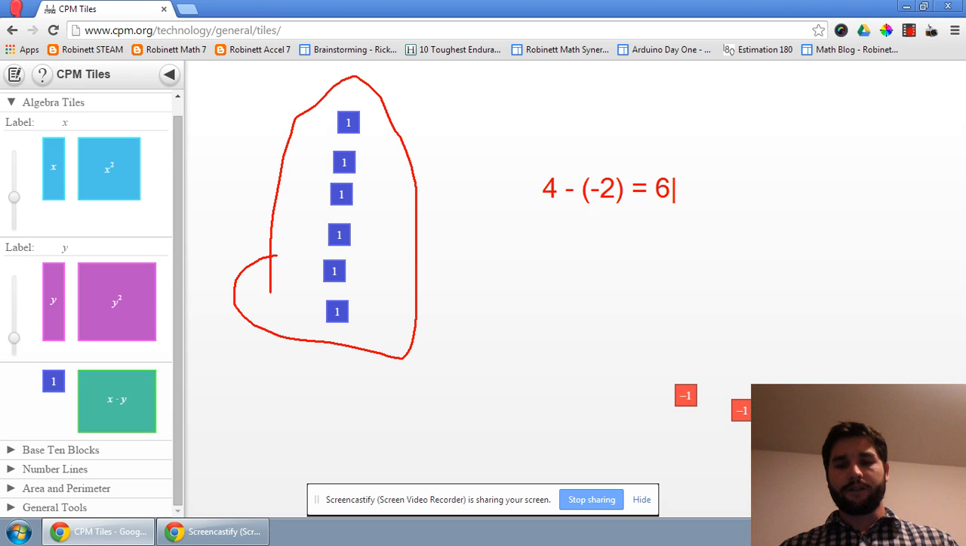All right, that's my lesson for you on using algebra tiles to model subtraction. And now I have a problem set for you to work on.